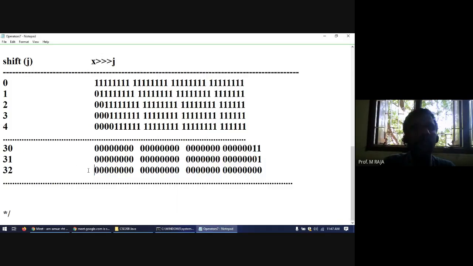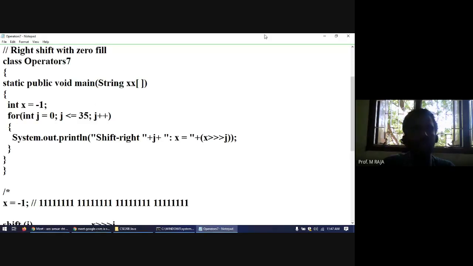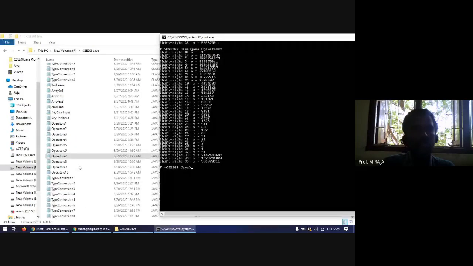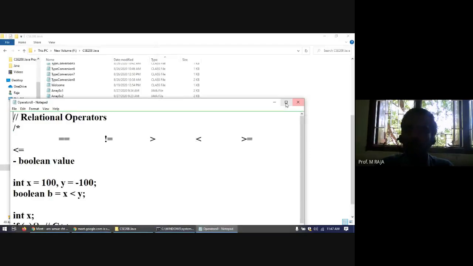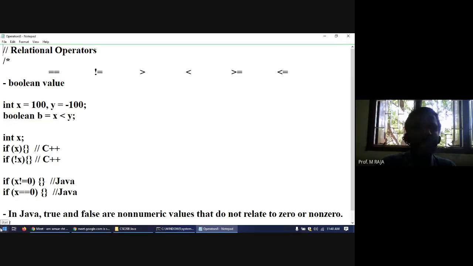Now I am moving on to the next operator. Operators, some Boolean and logical operators and relational operators. Now coming to this topic, relational operators. Similar to C and C++ languages, Java supports some relational operators: less than, greater than, less than or equal to, greater than or equal to. Then this is the not equal to operator, and this is the equal to operator, the conditional equal to operator.